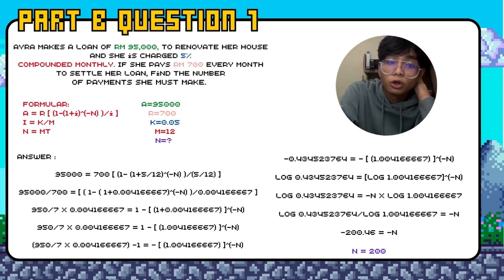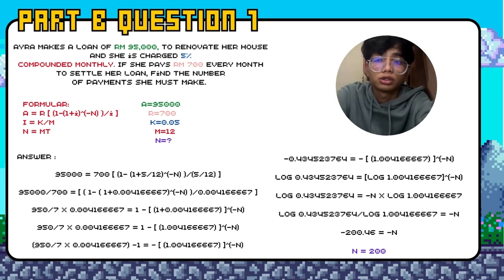By using the law of logarithm, we can put the power negative n at the front. Next, log 0.434523764 divided by log 1.004166667 equals negative n. Finally, we get n equals 200.